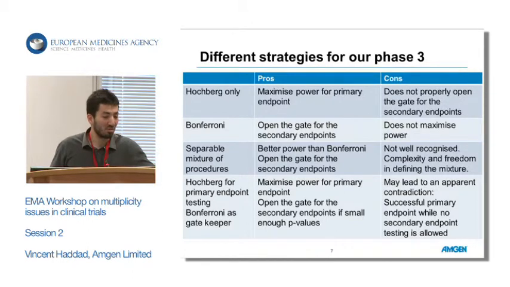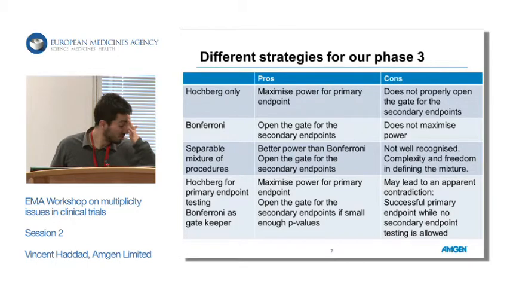Then we thought about using what is proposed in this paper, building a separable mixture of procedures. So a procedure based on a mixture of 2 procedures using a mixing function. It's better than Bonferroni. It opened the gate to the secondary endpoint. But the con is that it's not well recognized. I don't know how the agencies would have reacted to that. There is complexity, and also there is some freedom in choosing your mixing function.